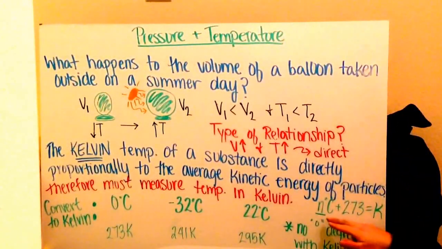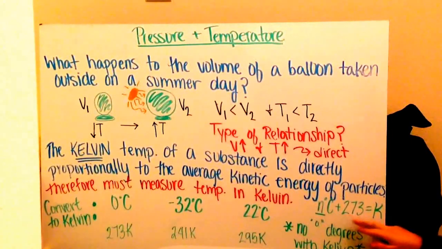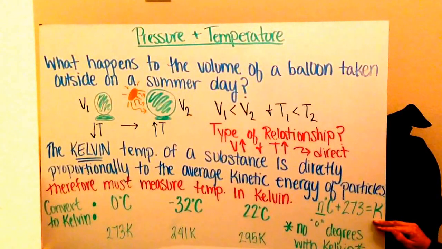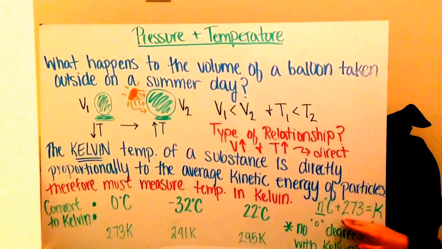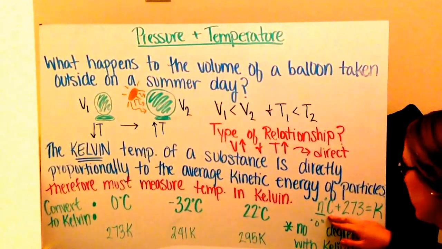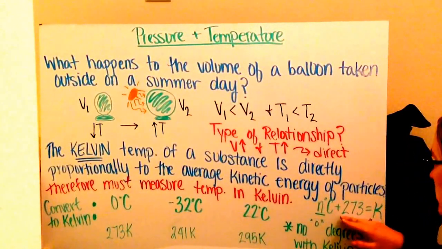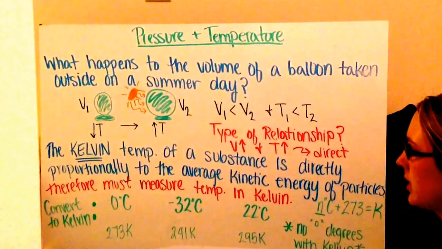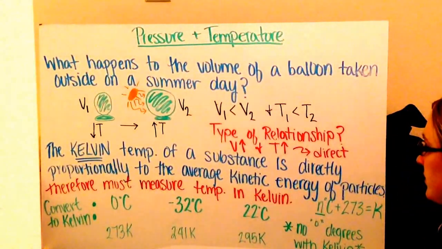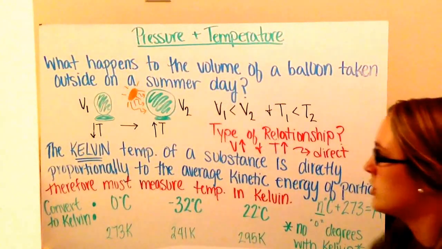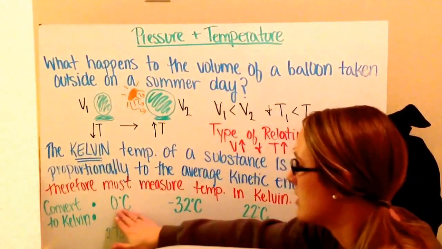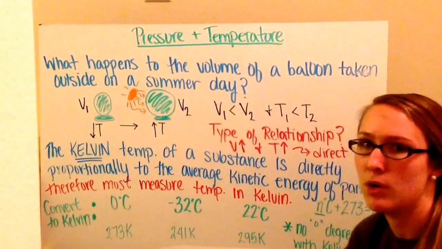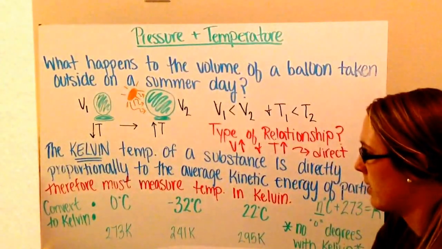To do so, we have our degrees Celsius plus 273 gives us our temperature in Kelvin, because 0 degrees Celsius, the freezing point of water, is equal to 273 Kelvin. And that's how we get that relationship. The next thing I want you to do is practice converting from Celsius to Kelvin, as we'll have to do that multiple times with our gas problems.